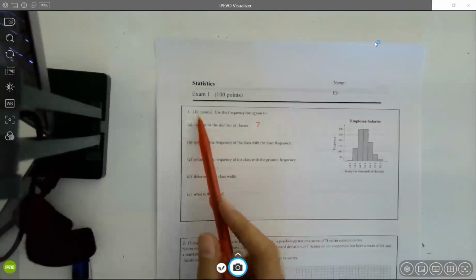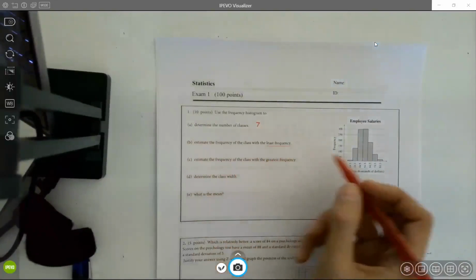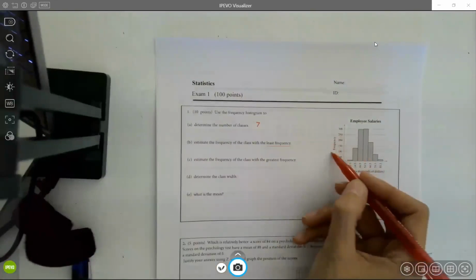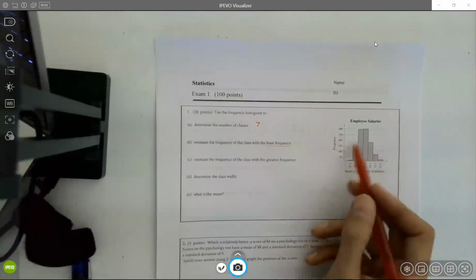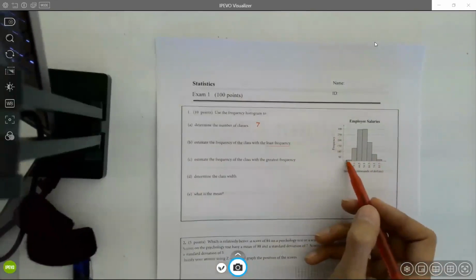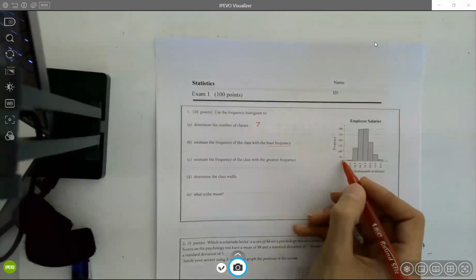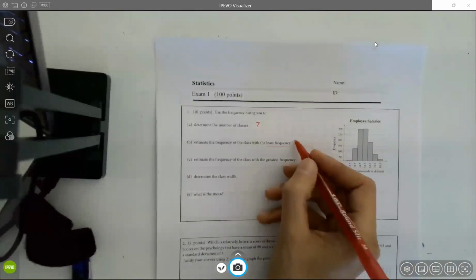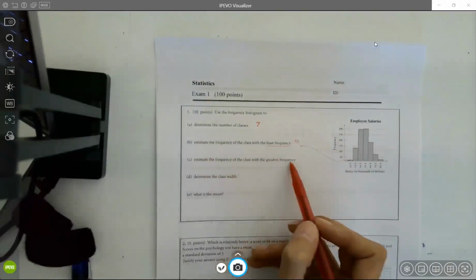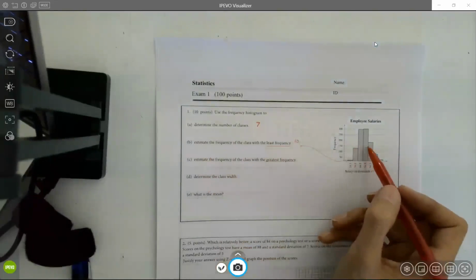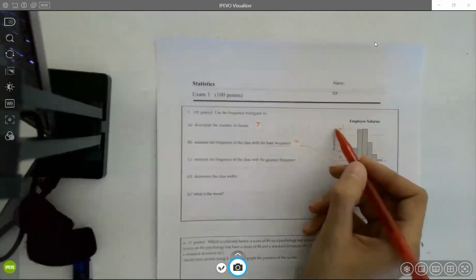Question 1 part B says, estimate the frequency of the class with the least frequency. So where are the frequencies? Frequencies are on the vertical axis. The least is going to be for the smallest bar in between all of these bars. The smallest bar is here. So you can just estimate the frequency, which is this number here, just an approximation, like 10, 15, or similar. Estimate the frequency of the class with the greatest frequency. Greatest frequency is associated with the highest bar, which is roughly here. So it's going to be 300.